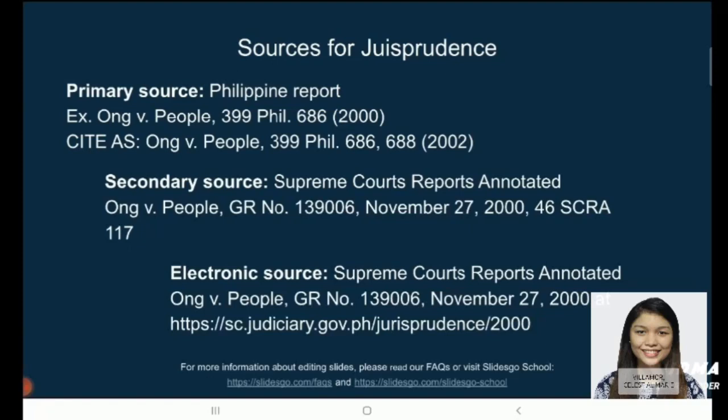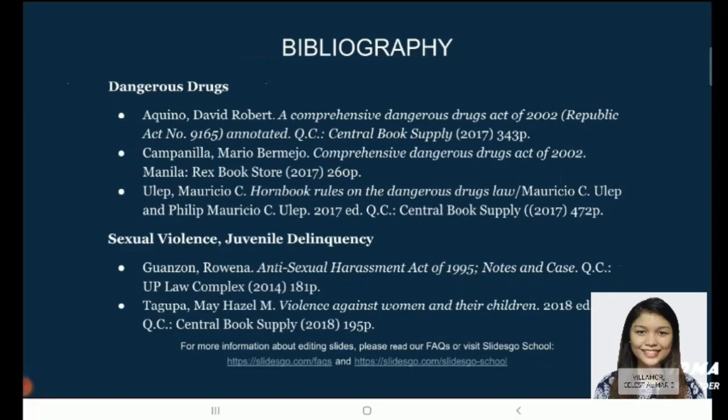So, upon the end of the document, when putting on the bibliography, it shall be in an A to Z format per topic, such as reflected before you, where Aquino comes first, followed by Campanilla and Ulep, and also Guanzon comes first, then followed by Tagupa.